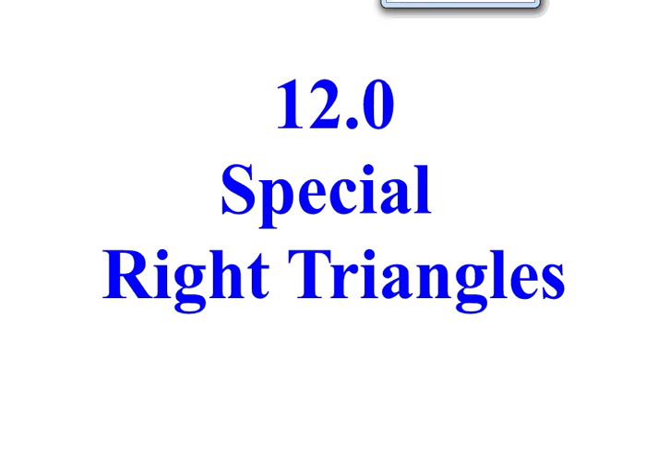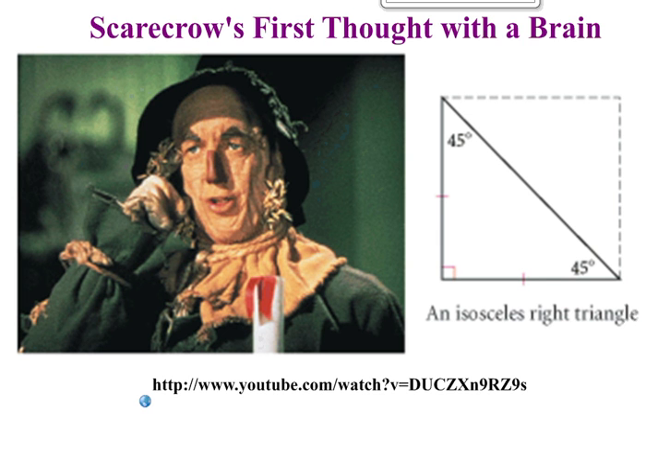Okay, this is the second part of the review introduction to Chapter 12. So 12.0, we're talking about special right triangles in this section. So Scarecrow's first thought with a brain.